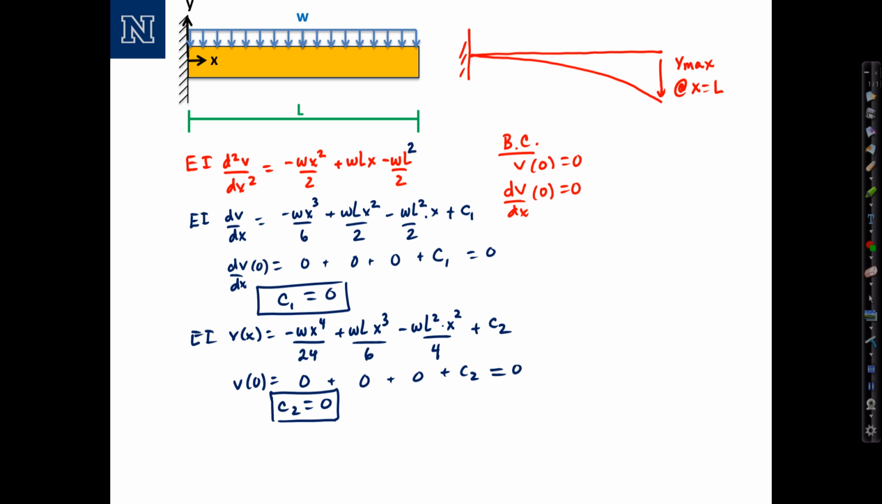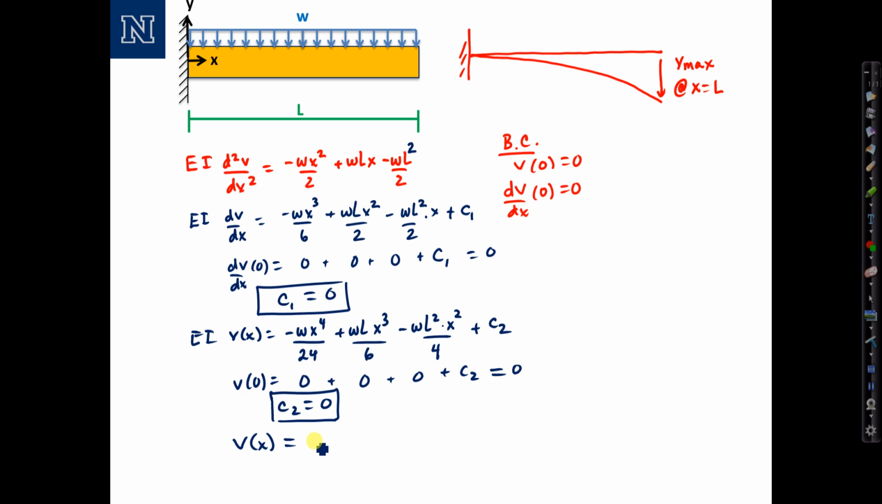When we have boundary conditions at x equals 0, the constants of integration generally go away. So these are easy boundary conditions to apply. If the boundary conditions are at the other end, it's a little more challenging, but still very doable. Okay? So now we'll divide the whole thing by EI.